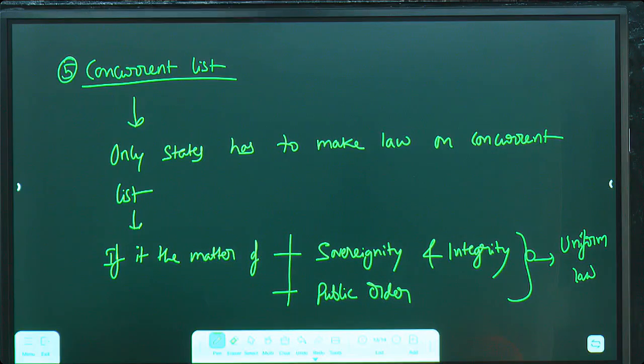If there is any matter of public order, sovereignty, integrity, if you feel there should be a uniform law across the country, then only you can take permission from the interstate council and then create law on that concurrent list. But generally, you don't have a right to create law on the concurrent list. I mean, this is just a recommendation. In reality, you know the case.